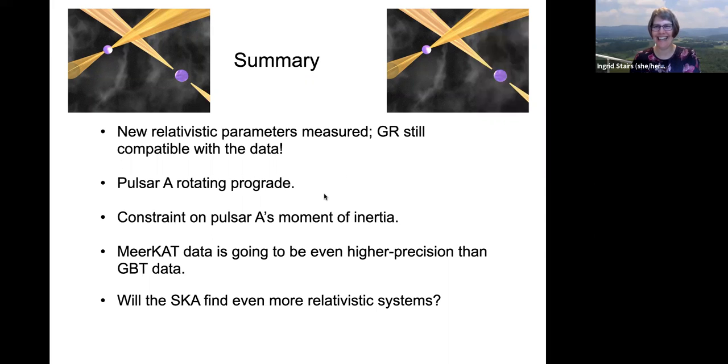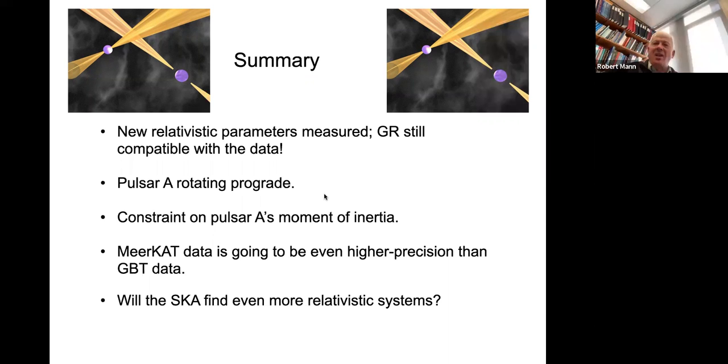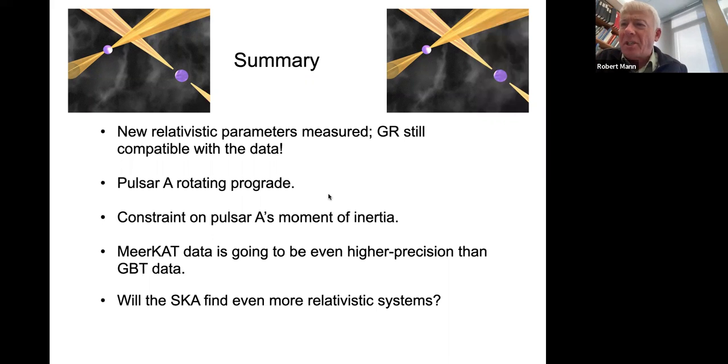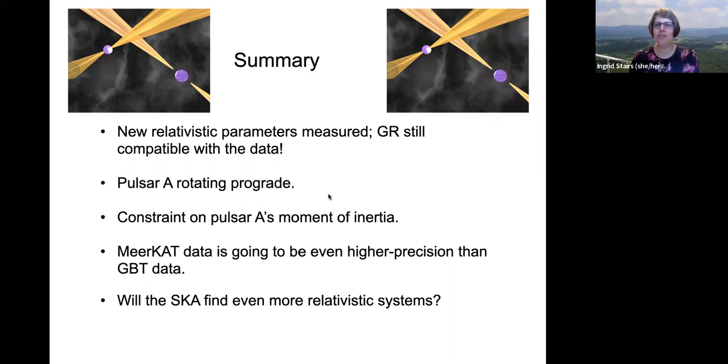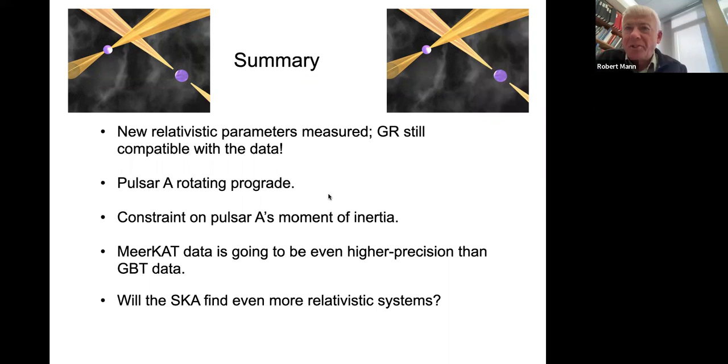Yeah, hi, Ingrid, very nice talk. On the TeVeS thing, you said 0.04 is ruled out. What was the reason for choosing that number? Just to make an illustration. Oh, okay. There's nothing special about that in the theory.